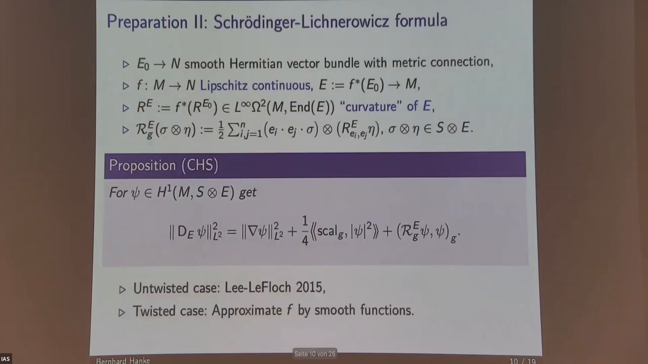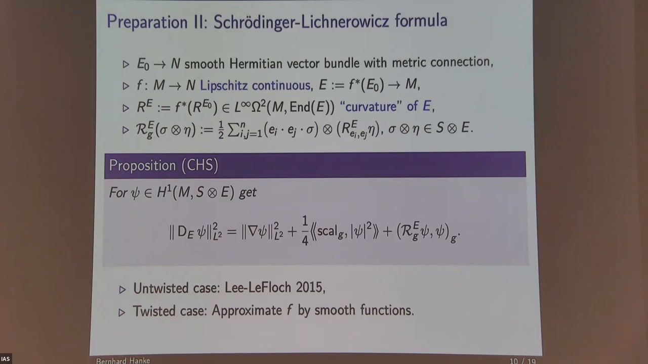Okay, so then we have the second ingredient for our meal. And this is the Schrödinger-Lichnerowicz formula. And this gives the connection between the scalar curvature geometry and the spectral geometry of the Dirac operator. And this formula actually allows us to use the Dirac operator to prove many results in scalar curvature geometry.